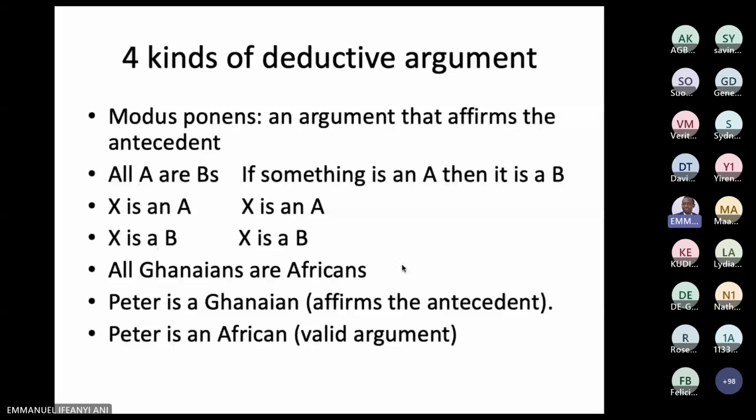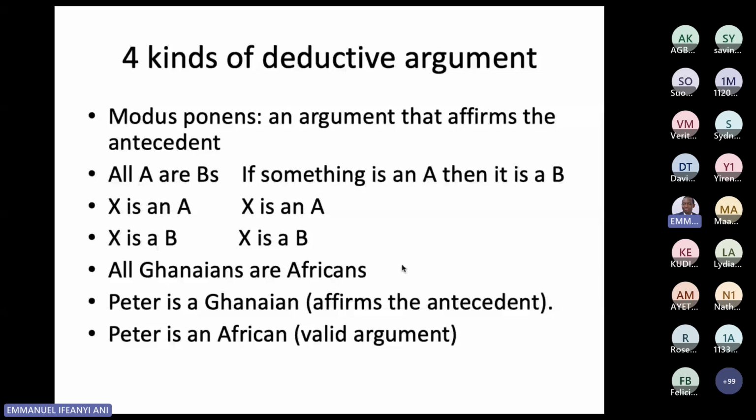So, four kinds of deductive argument. The technicality is going to help us understand the four kinds. The first kind, modus ponens, is an argument that affirms the antecedent.